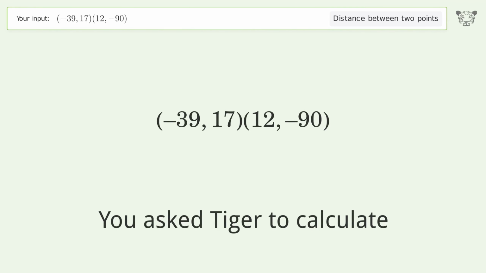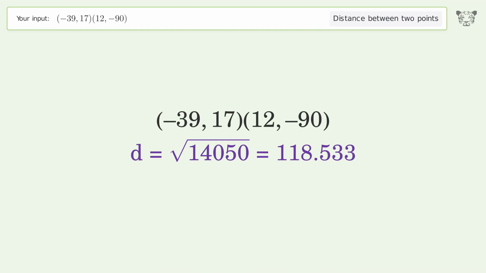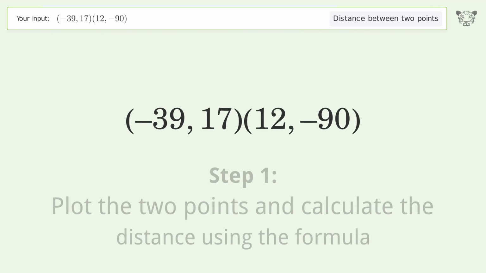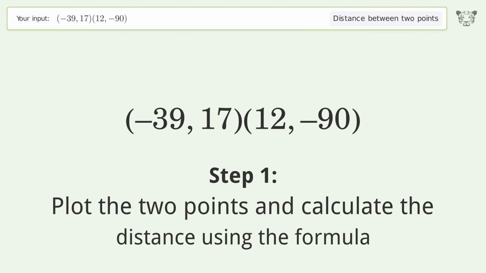You ask Tiger to calculate. This deals with the distance between 2 points. The distance between the 2 points is the square root of 14,050 or 118.533. Let's solve it step by step. Plot the 2 points and calculate the distance using the formula.